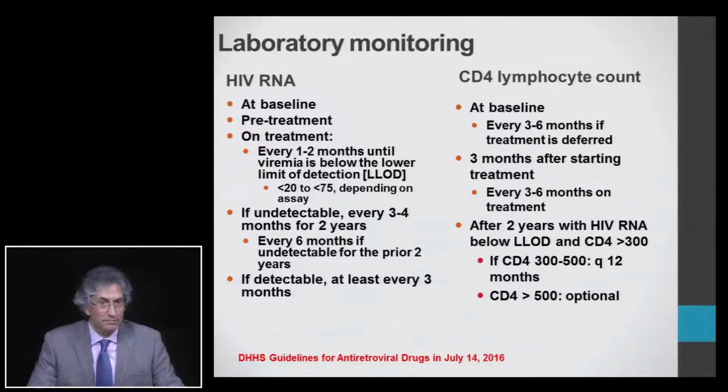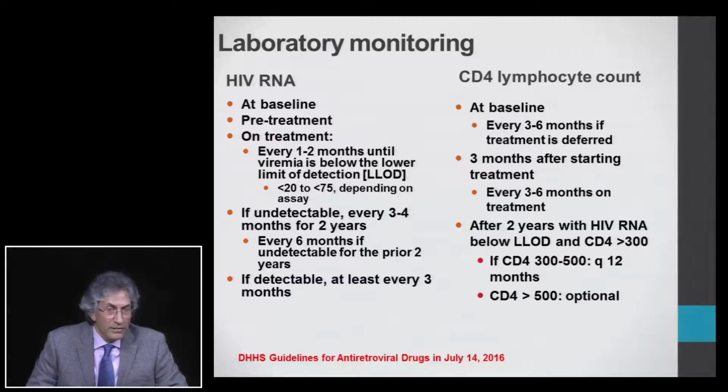Once someone achieves that, after a series of tests, and they're stable on a regimen with an undetectable viral load, we should be testing them every 3 to 4 months for 2 years. And then if they remain undetectable on the regimen for 2 years, then we drop down to monitoring viral loads every 6 months. If they never achieve full suppression, we see them more often because they're at higher risk of drug resistance and of things going wrong.